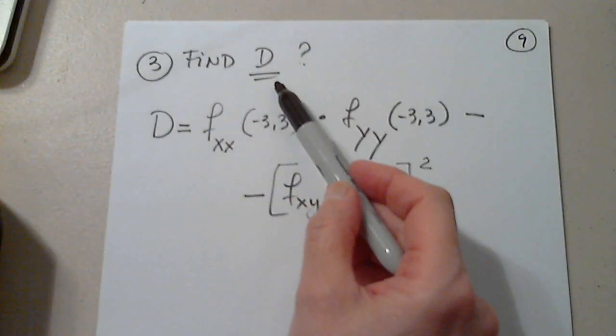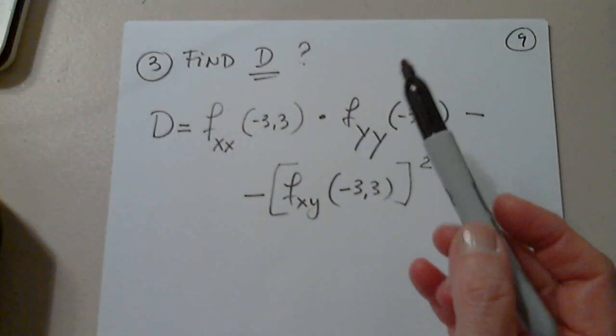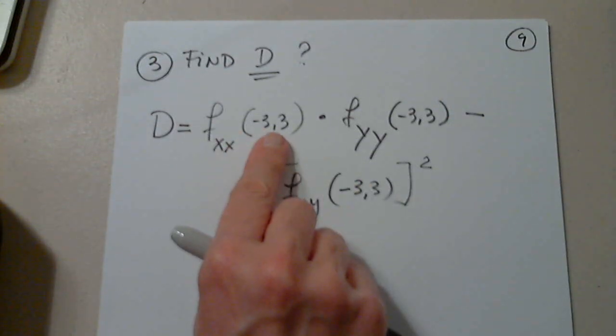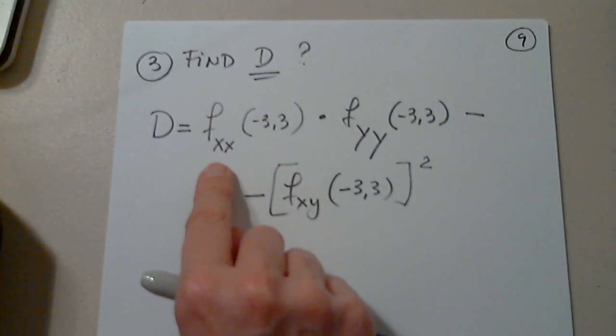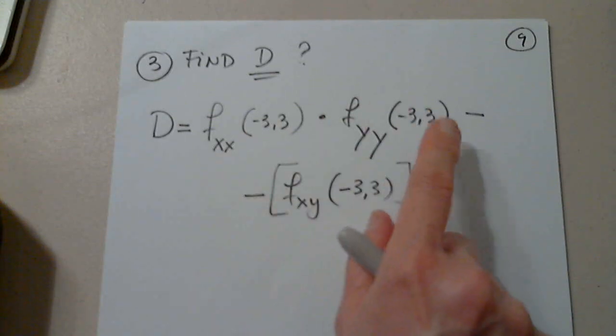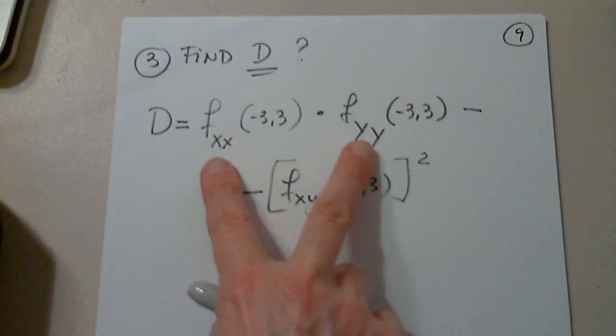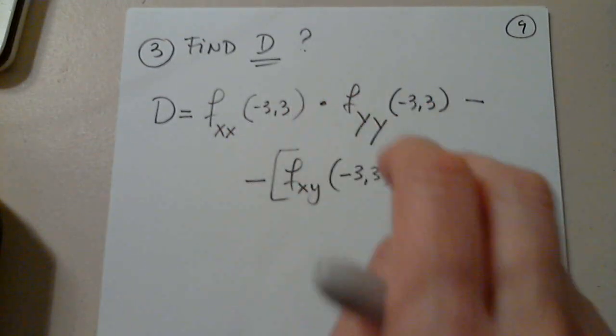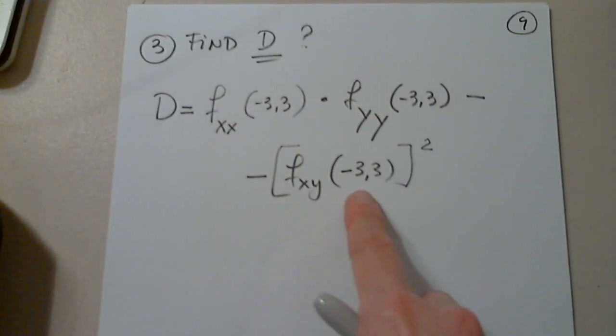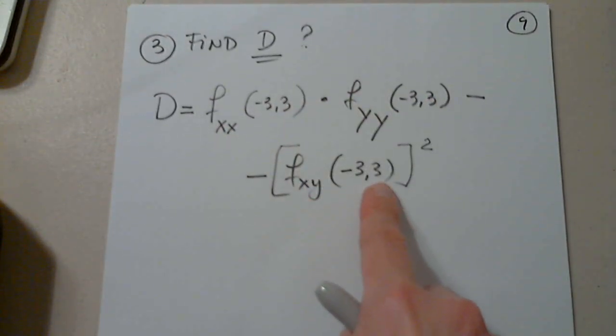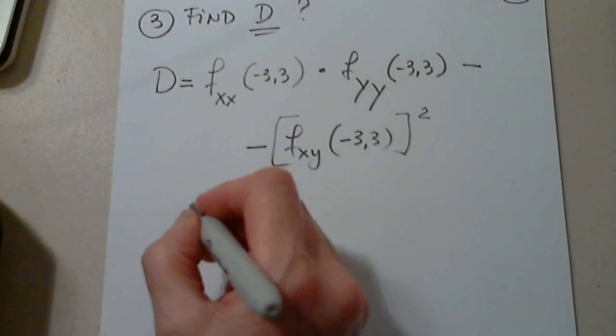So D is a number. How do I find it? I plug negative 3, 3, the point that I just determined, into fxx, multiply by fyy, and plug in. I will determine them right now, find fxy, and plug in negative 3, 3. And here are the options.